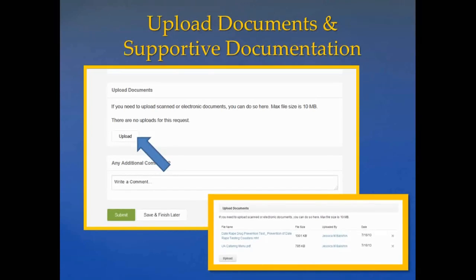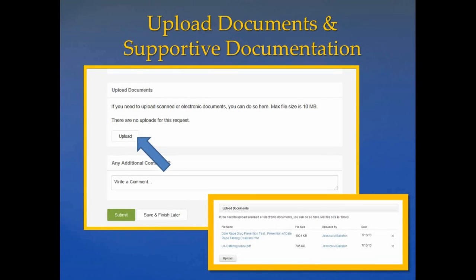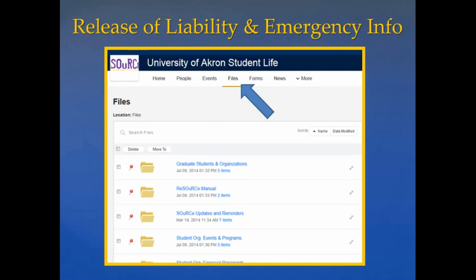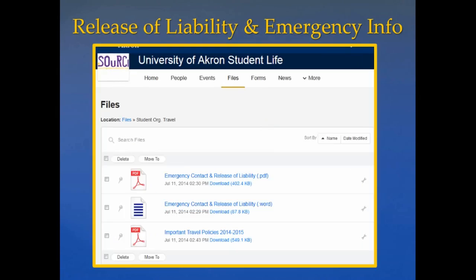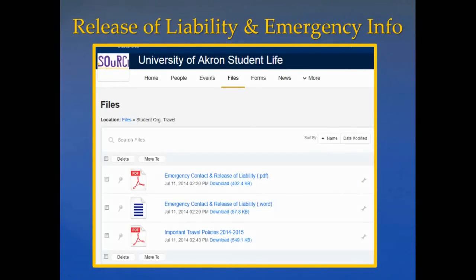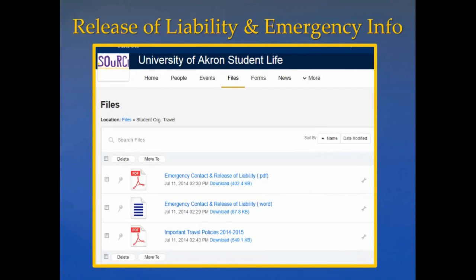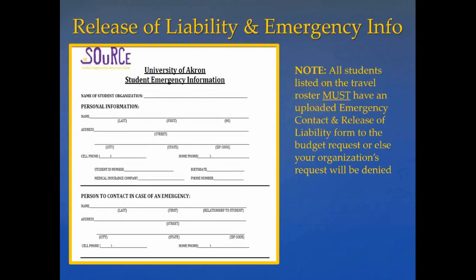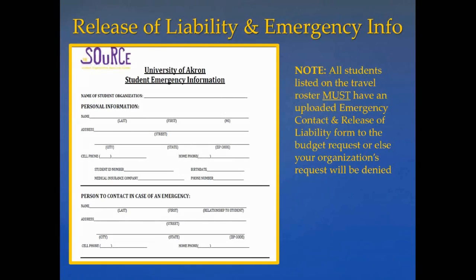If you have a hard copy of your emergency contact forms and release of liability forms for all students traveling, you may bring them into the source and we can upload them to your request before you submit the application. To locate the emergency contact form and release of liability form, you will go under the Files tab on your organization's page and then select Student Org Events and Programs. This will direct you to the forms which you can download to your computer. Be sure that all students that are listed for travel have both travel forms uploaded to the request so that your request is not denied.